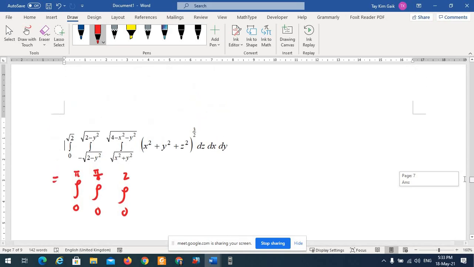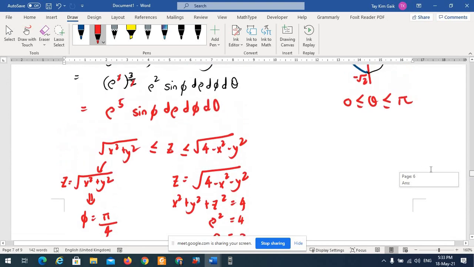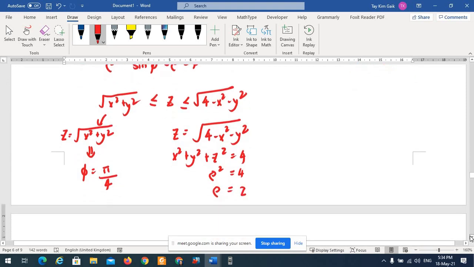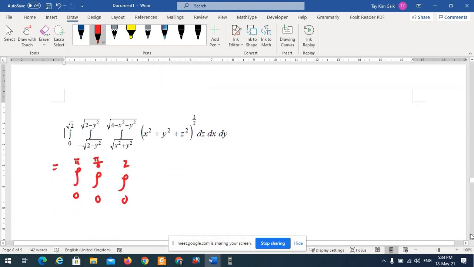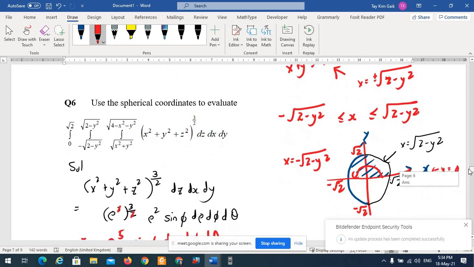Okay, and then the integrand and dz dx dy. In total you have rho to the power of pi sin phi d rho d phi d theta. So this is question 6.